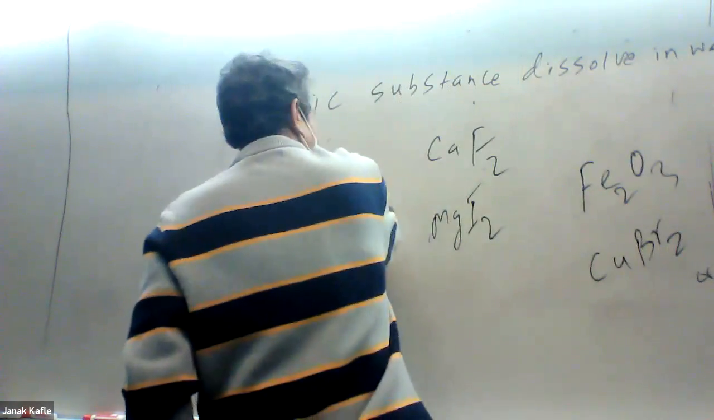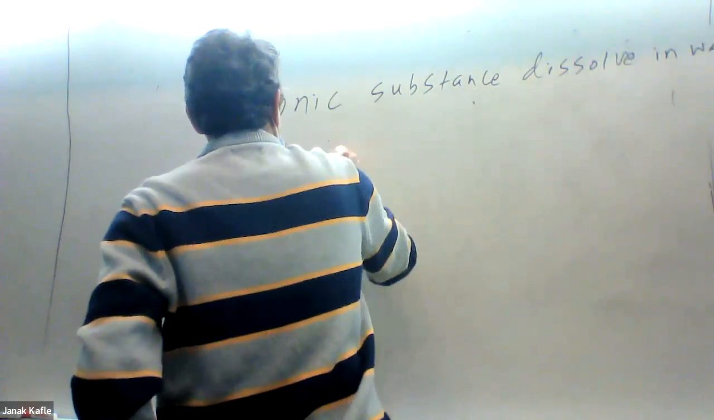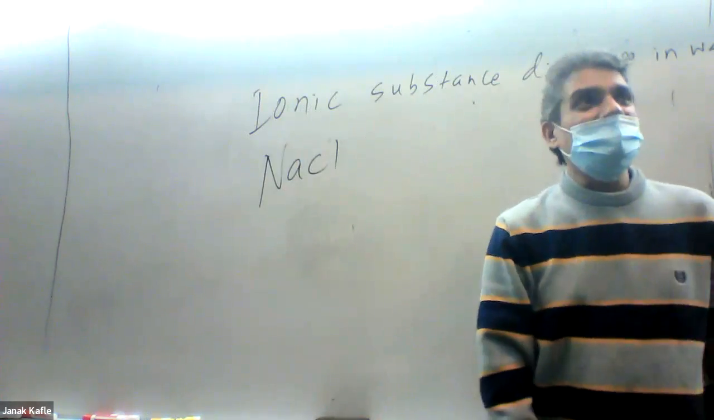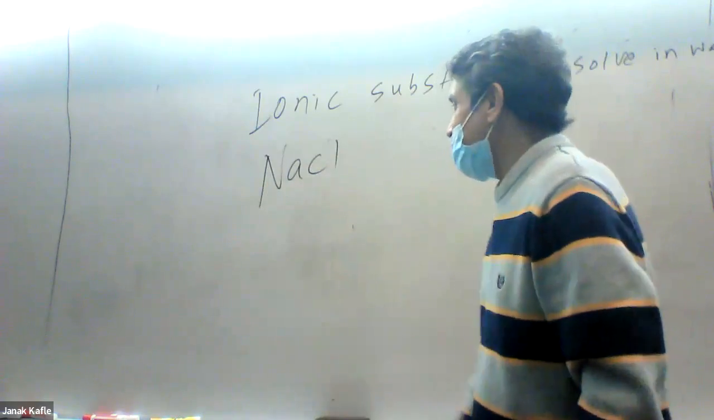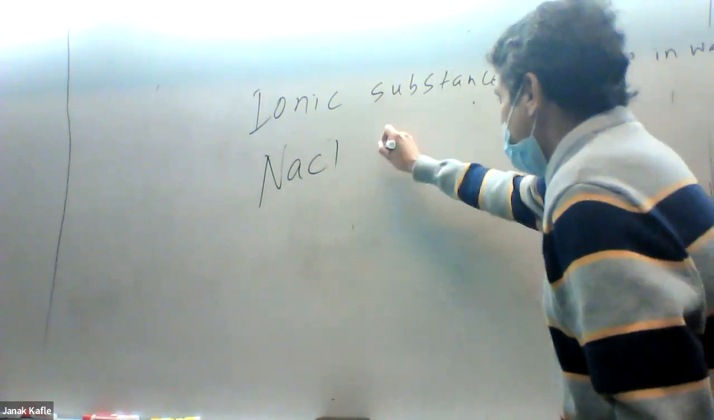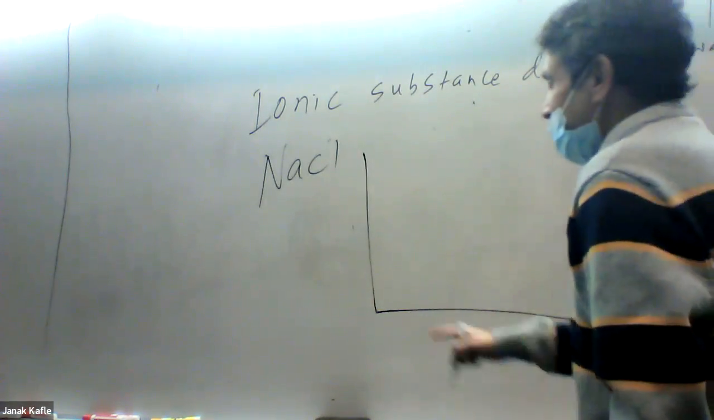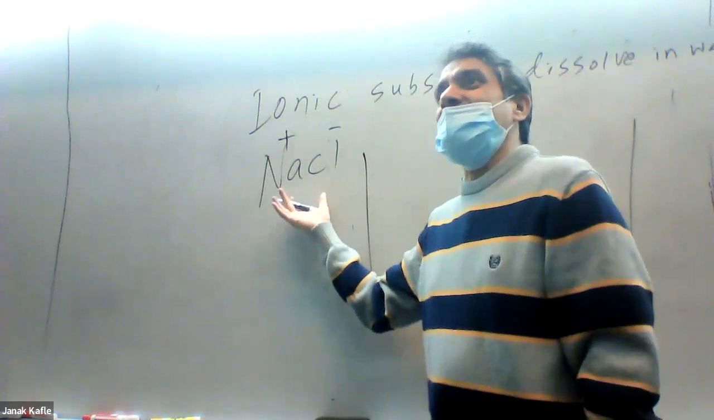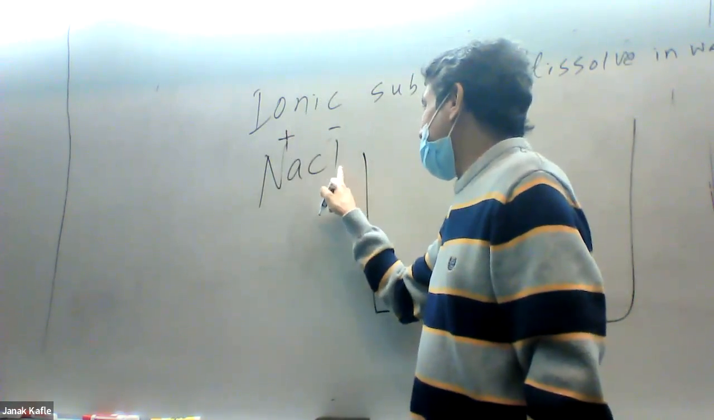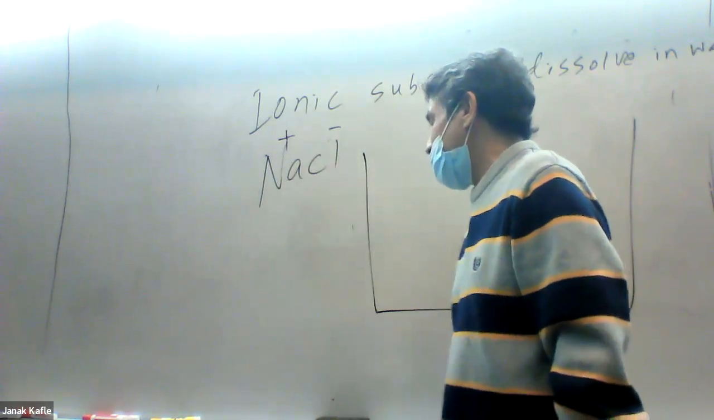Let's take one example and see how water dissolves NaCl. NaCl is the table salt that we eat in our kitchen, right? How is this NaCl dissolved by water? You put the NaCl in water. This is our water here. Na has a plus charge and Cl has a minus charge, right? This is the ionic compound. Na has plus 1, and Cl has minus 1. We don't write the 1 there.